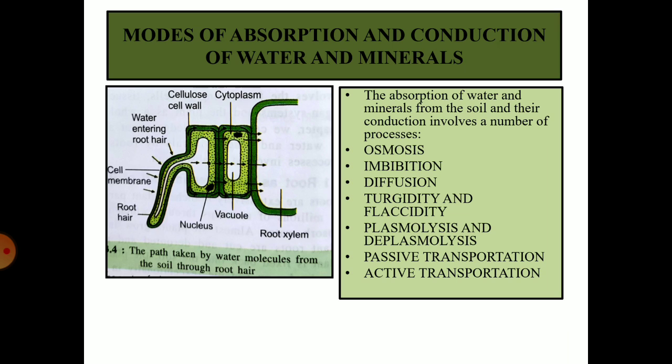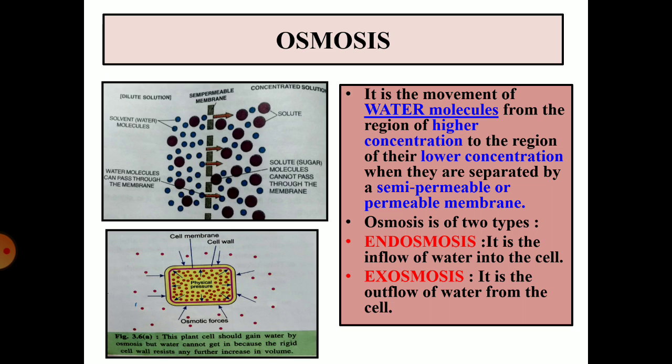Modes of absorption and conduction of water and minerals. Absorption of water and minerals from the soil and their conduction involves a number of processes: osmosis, imbibition, diffusion, turgidity and flaccidity, plasmolysis and deplasmolysis, passive transportation and active transportation. We will discuss each one of them one by one. First, we will discuss osmosis.